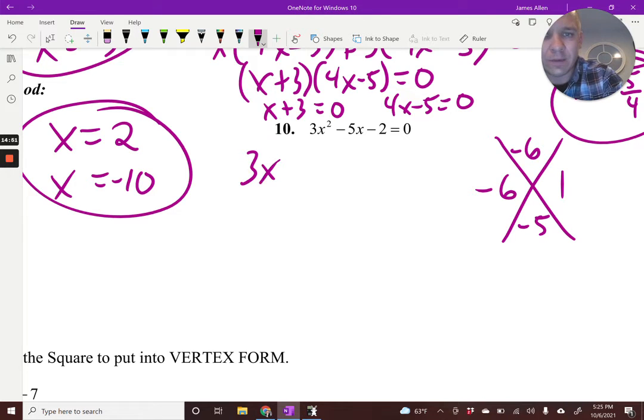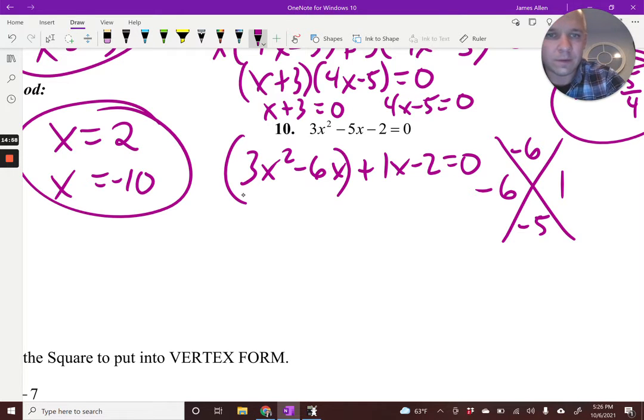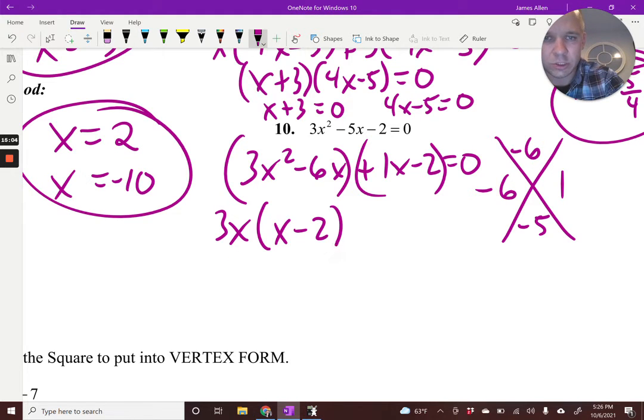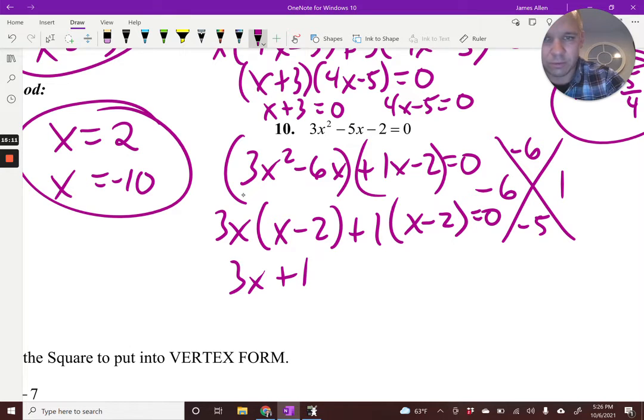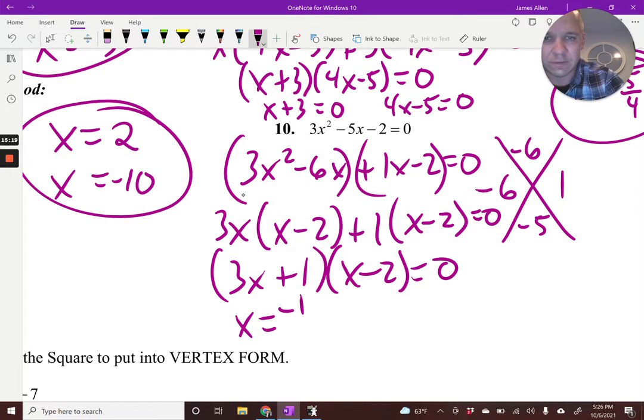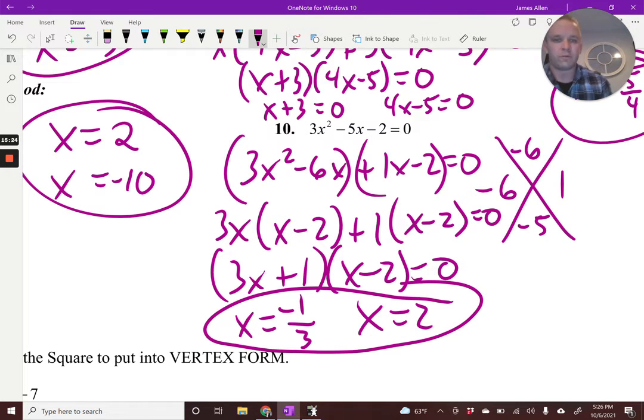So now I have to break it apart again, with minus 6x. Group them. I'm going to take out a 3x, and I'm left with x minus 2. And then I can take out nothing, so I'm going to pull out a 1 as a placeholder. Then I'll have 3x plus 1 and x minus 2 equals 0. I'm going to just go right for it, save some time. x equals negative 1 over 3, and x equals 2. Awesome.